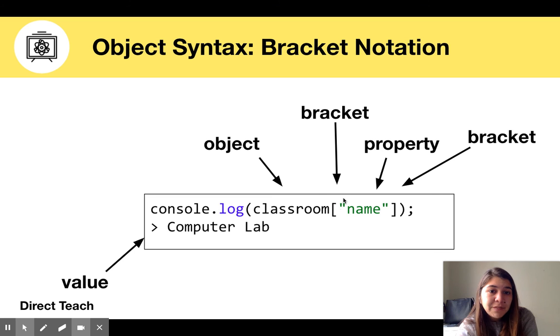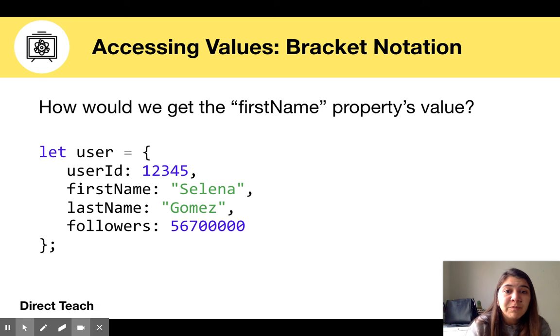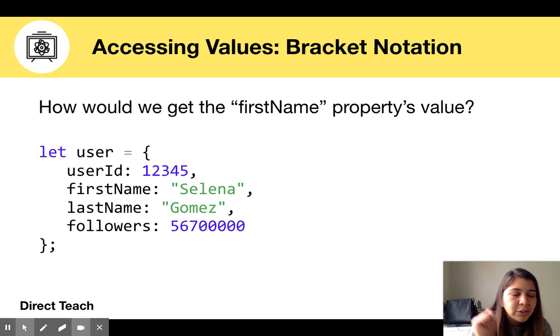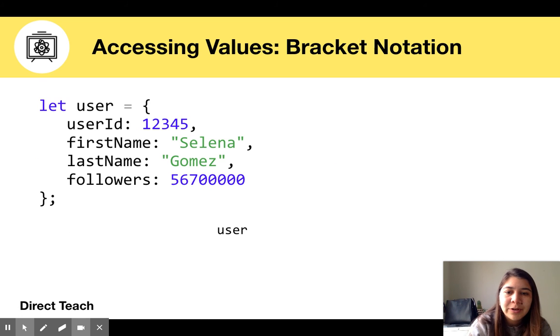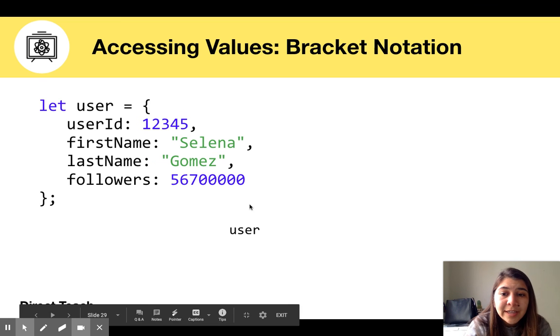So we have our object, we have a bracket, we have the property name in quotes, and then a closing bracket, and that's how we are printing out this value here. So to get the first name property's value, we would say user, and then open bracket, quotes, first name, close your quotes, close your brackets, add a semicolon. If we wanted to get the followers property, we do the same thing: user, brackets, quotes, followers.